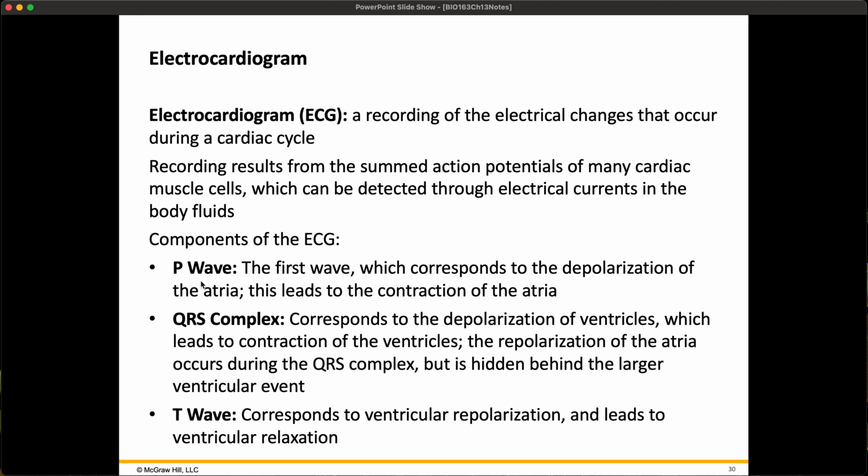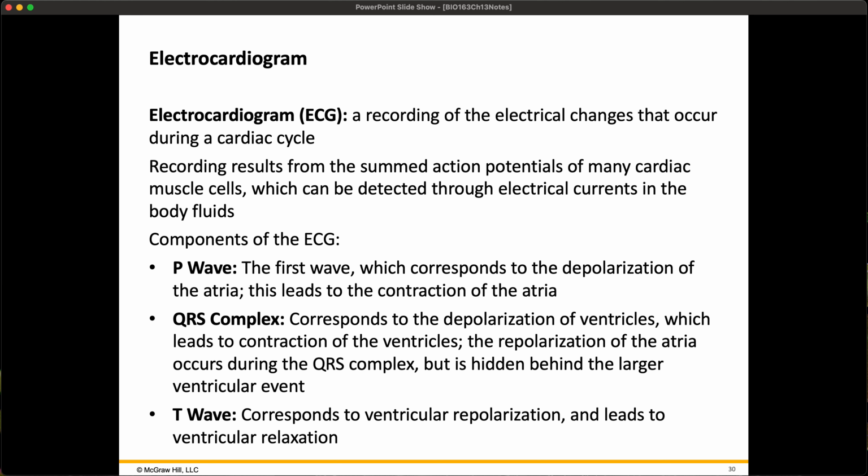So the first wave is the P wave. That is the depolarization of the atria. As the atria are depolarizing, and go ahead and get this stuck in your brain: depolarize equals contraction equals systole. I'm going to say it again. Depolarization equals contraction equals systole.